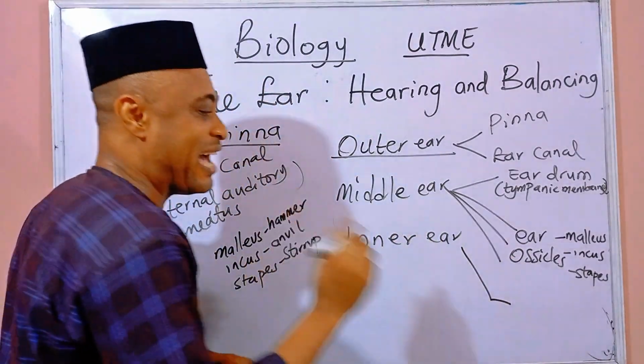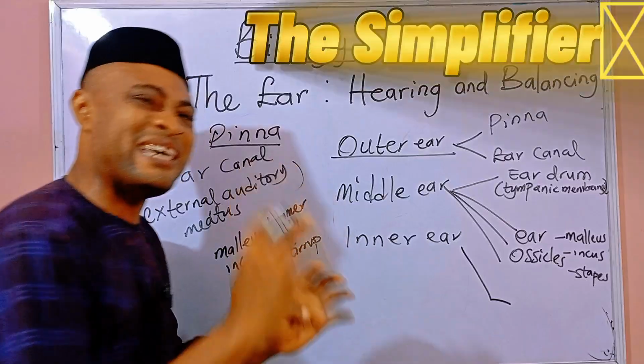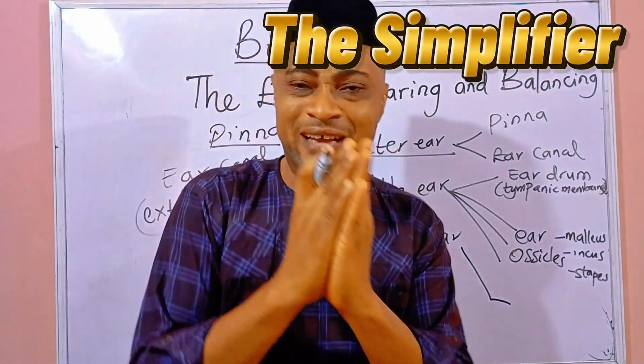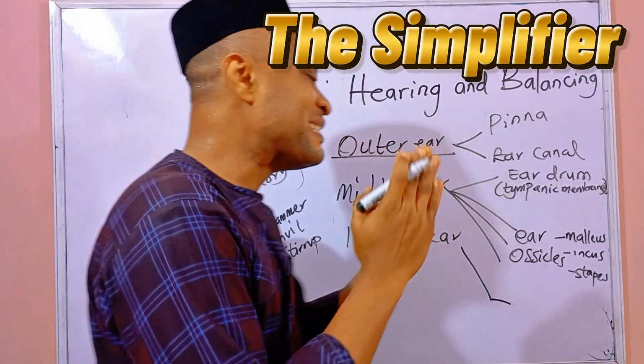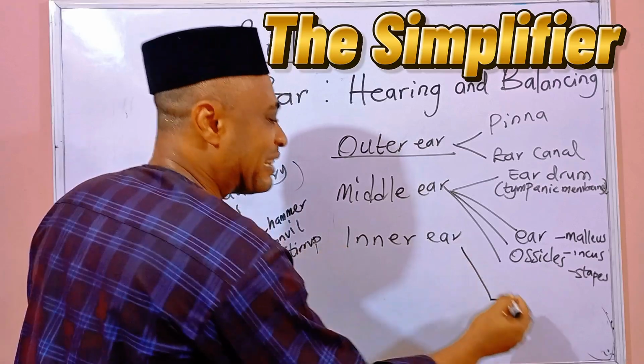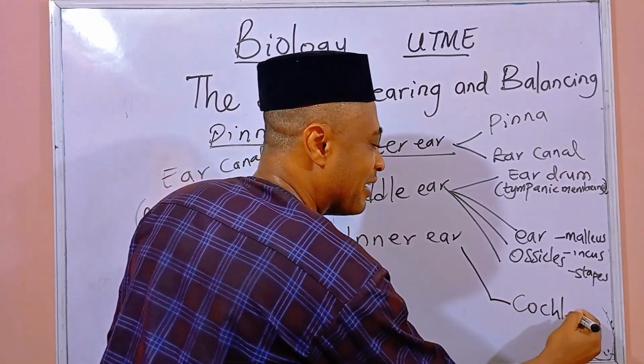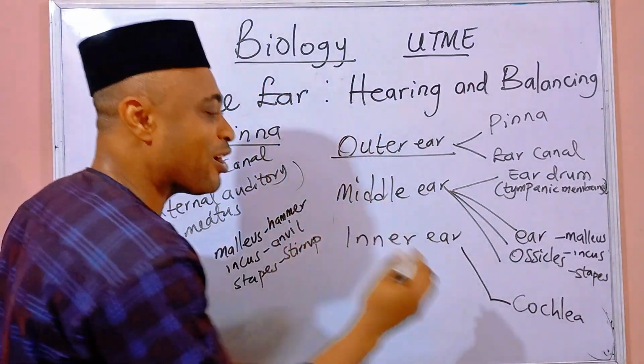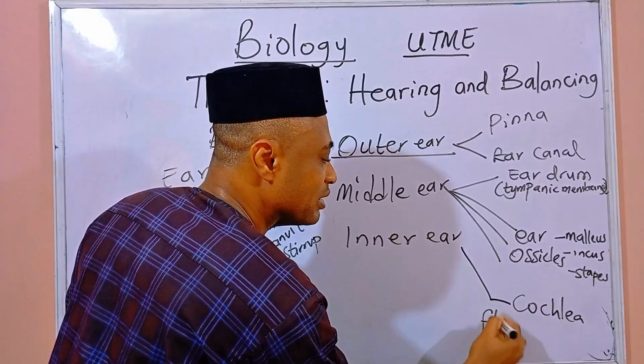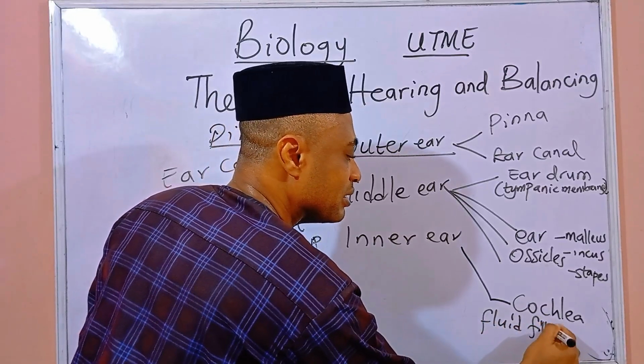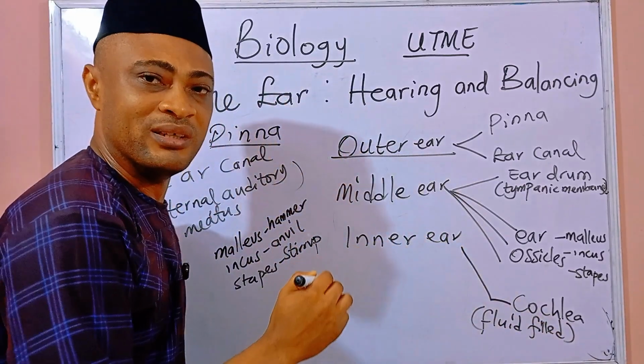What you have in the inner ear, you have what? The major part of the ear. This part, once it's damaged, is gone. And that is what? The cochlea. And this cochlea is what? Fluid filled. The cochlea is fluid filled.